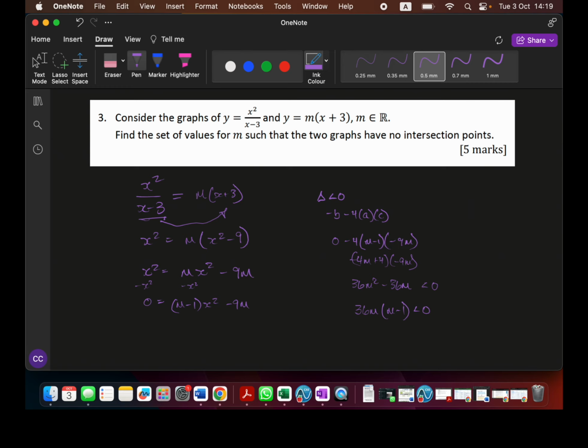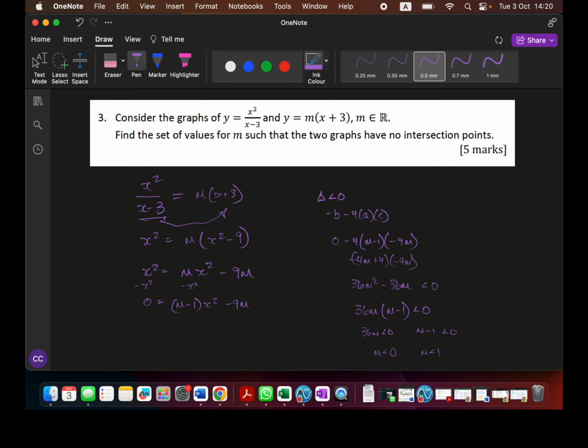So my options, because we've done a little bit of division here, are that 36m is less than 0, or m minus 1 is less than 0. If we do that, I would have m less than, well, m would have to be 0 in that case. That would make that less than 0. So m is 0, sorry. And the other option when this happens is when m is less than 1.